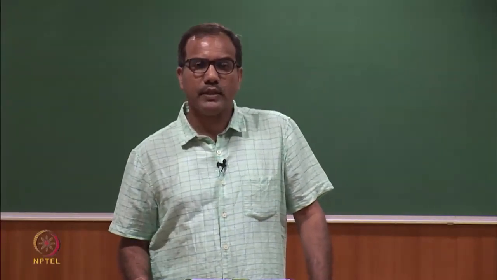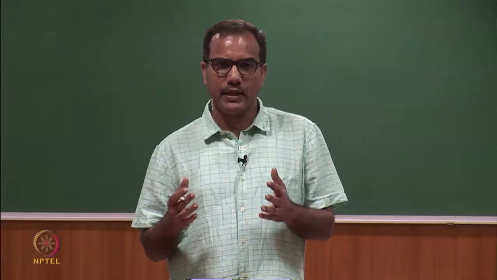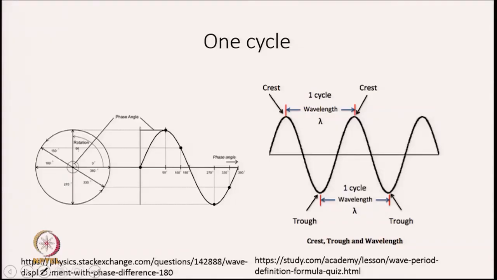Now, let's think of what we mean by one cycle. As I discussed, when you are at this position, your point corresponds to 0 degree of rotation. When you are at this position, it corresponds to 90 degrees of rotation. At this position, it corresponds to 150 degrees of rotation. At this position, this corresponds to the 180 degree position.